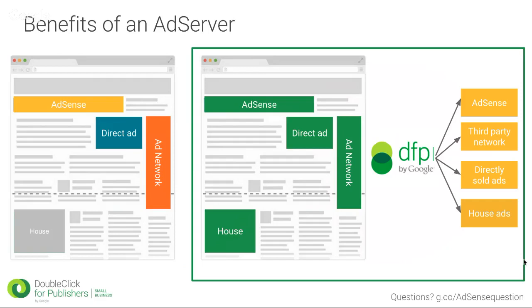As you can see here on the diagram, DFP acts as a central repository where publishers can deliver impressions from all their demand sources. For instance, AdSense, your third-party networks, directly sold ads and your house ads, using one easy to use interface that puts everything in competition together. It also allows you to view reporting in one central place rather than referring to each individual demand source for reporting.